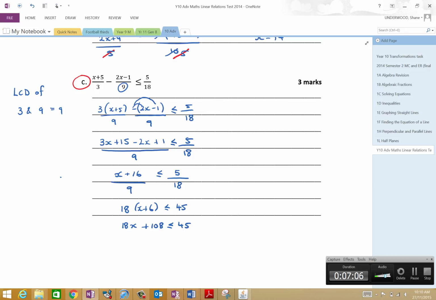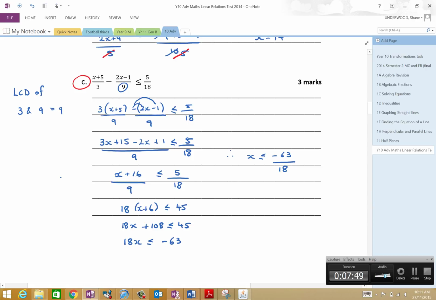And now let's subtract 108 from both sides, which is what? Negative 63? Yeah? You're okay with that? All right, good. 18x is less than, that's an equal sign, 45 take 108 is negative 63. So therefore, x is less than, and I'm not dividing through by a negative number, so I don't have to change that sign, do I? So x is less than negative 63 over 18.